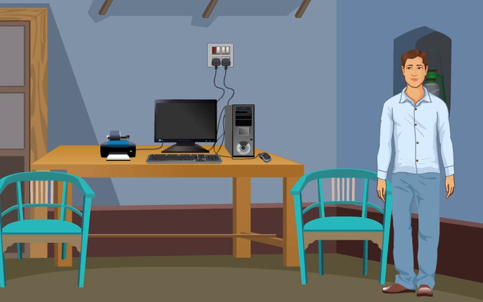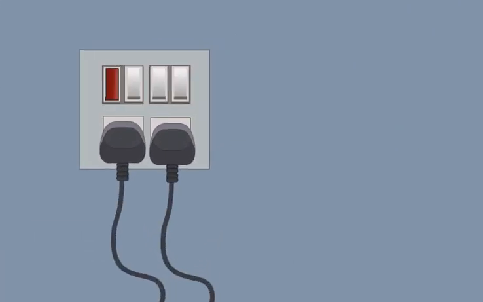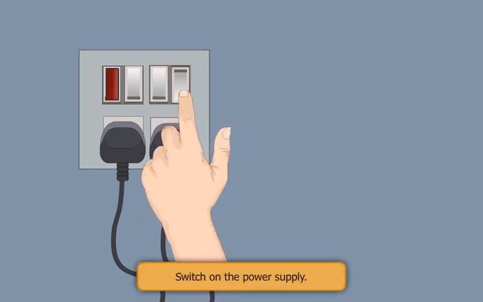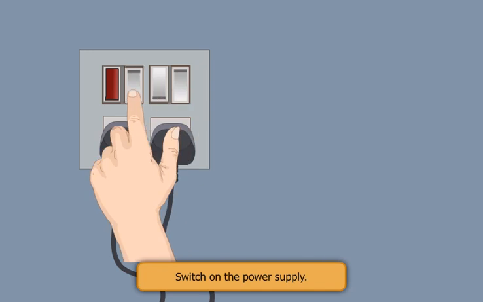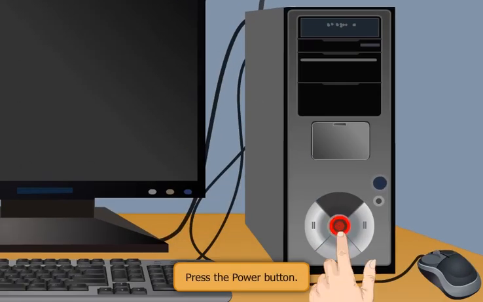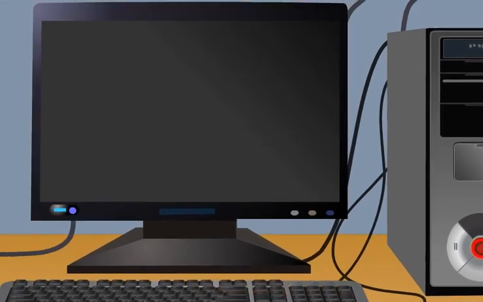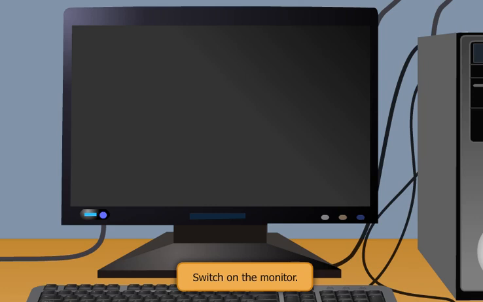Let's start it. To start a computer, first, switch on the power supply for both the system unit and the monitor. Now, press the power button of the system unit. It is usually located on the front side of the system unit. Ensure that the LED of the system unit is turned on. Next, switch on the monitor. To switch it on, press the power button that is located on the front or the bottom side of the monitor. Ensure that the LED of the monitor is turned on.